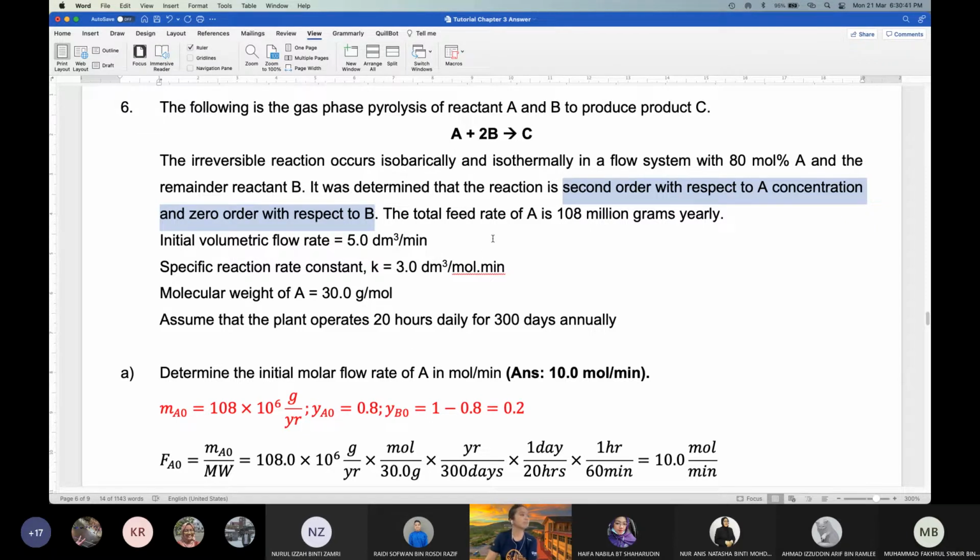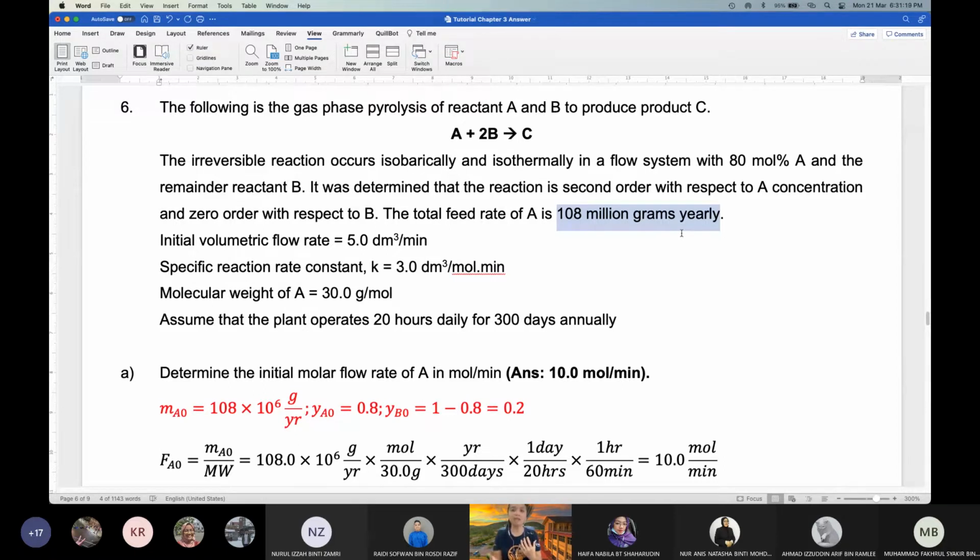Next it says the total feed rate of A is 10^8 million gram yearly. So this information is something different, right? Before this we dealt with concentration, molar flow rate, volumetric flow rate. This one is another new piece of information. It says feed rate. Okay, so this is the feed rate. So the initial rate is given in million gram yearly. Okay, so you know that gram has the dimension of mass, and yearly is time, right? Okay, so basically it gives us mass per time.